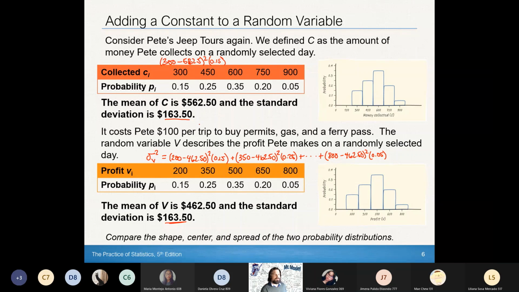because, thinking of the graph, we took this whole histogram here and we just moved it down 100. How spread out it was didn't change. We didn't adjust the width of the histogram. The only way to adjust the width is by multiplying or dividing.